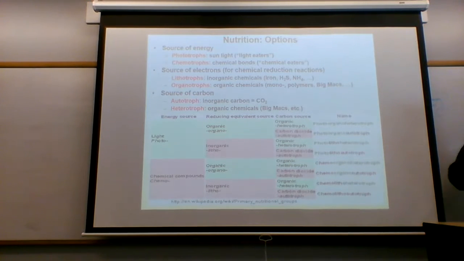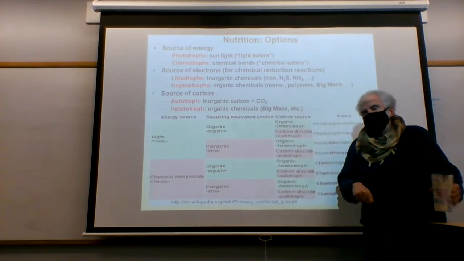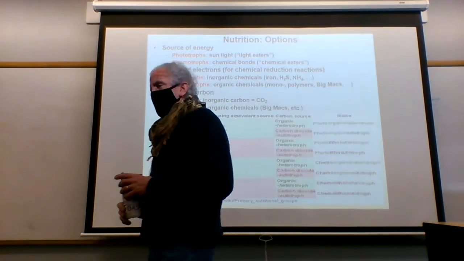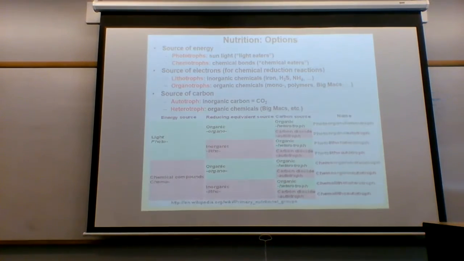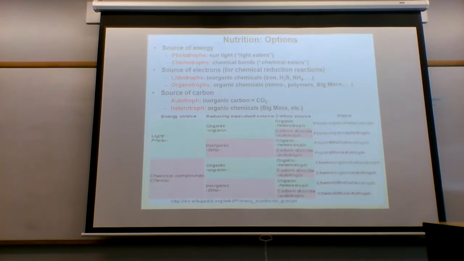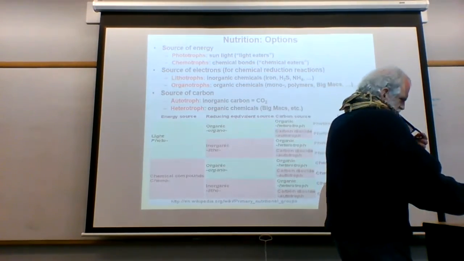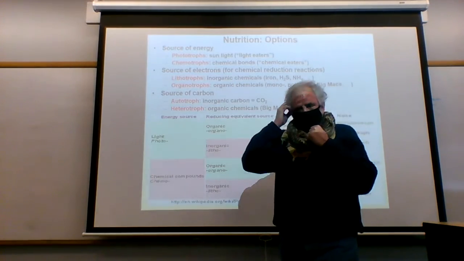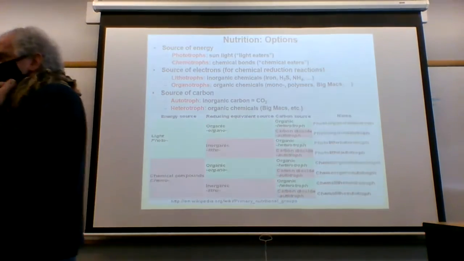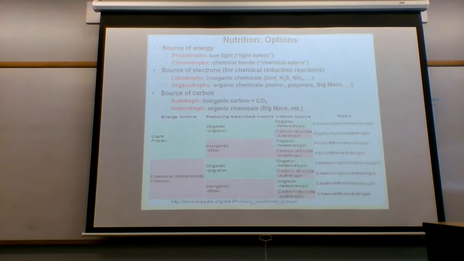Now, this is a list of definitions that I encourage you to write down and commit to memory. It's a way of thinking about how the different bacteria gain their nutrition. All right, so we as animals are what are known as heterotrophs.